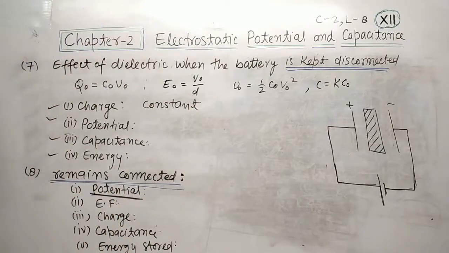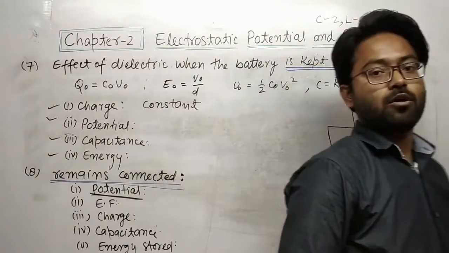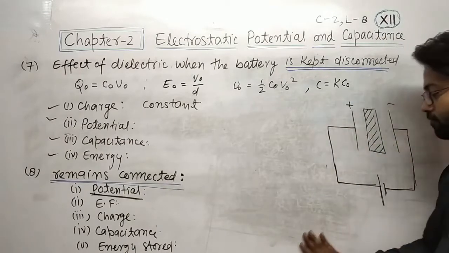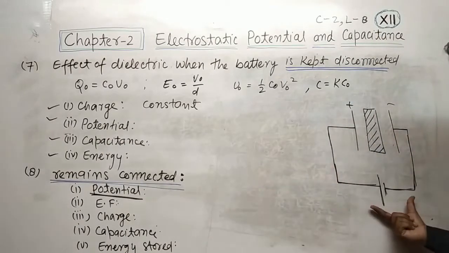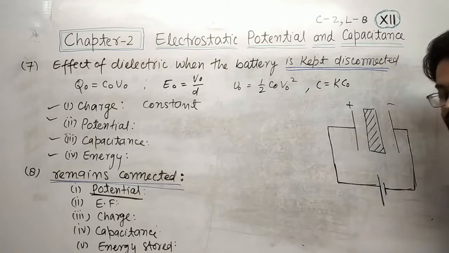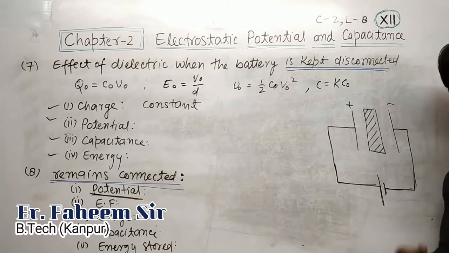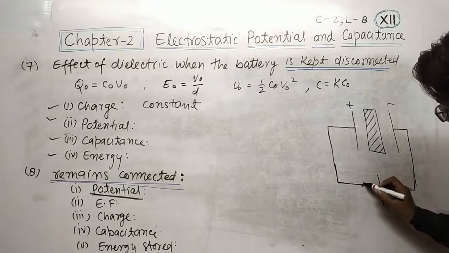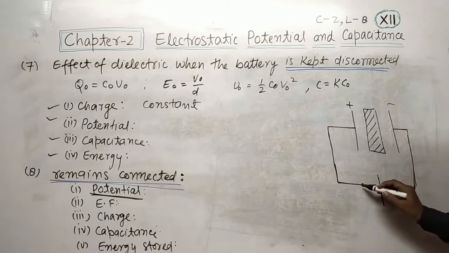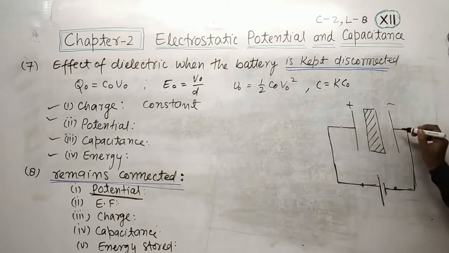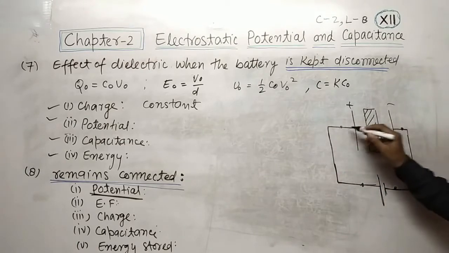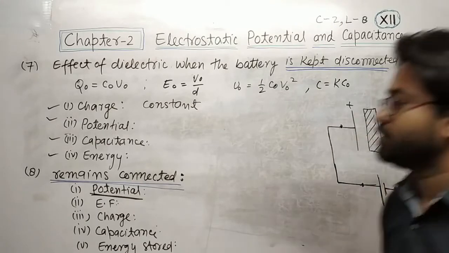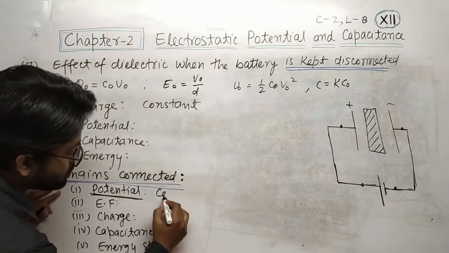First point is potential. Potential remains constant because the battery will continue its potential constant, because this is the property of the battery to maintain its potential across its plates. If the potential across the battery is constant, means this is directly connected with the plates of the capacitor. That means the potential across the capacitor will also remain constant. First point is potential, that is constant.